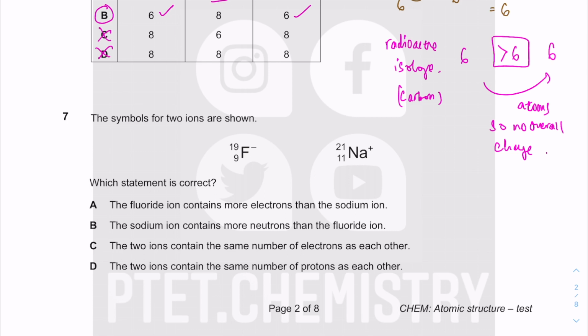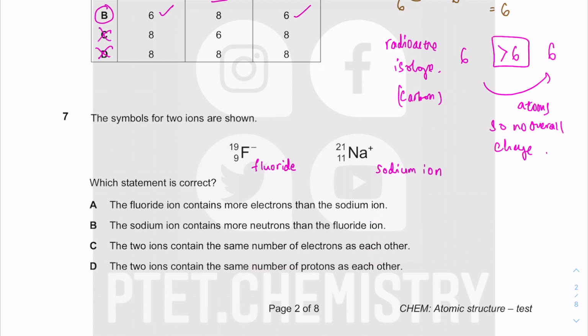Question 7. You have symbols for 2 ions, shown here. This is called a fluoride ion, and this is a sodium ion. Sodium ion doesn't have a specific name, it's still just sodium ion. Which statement is correct? All of these involve counting the number of protons or electrons.